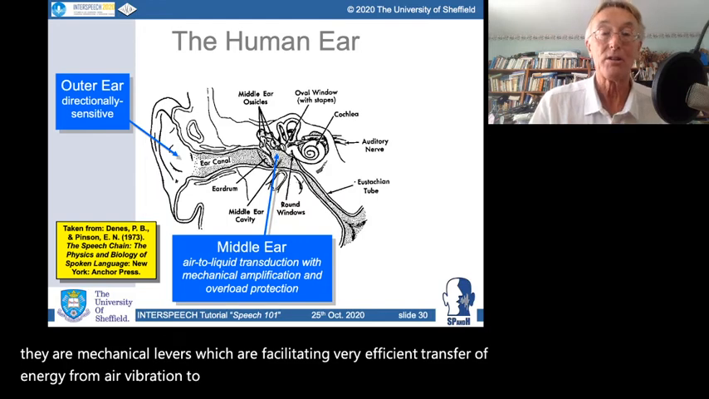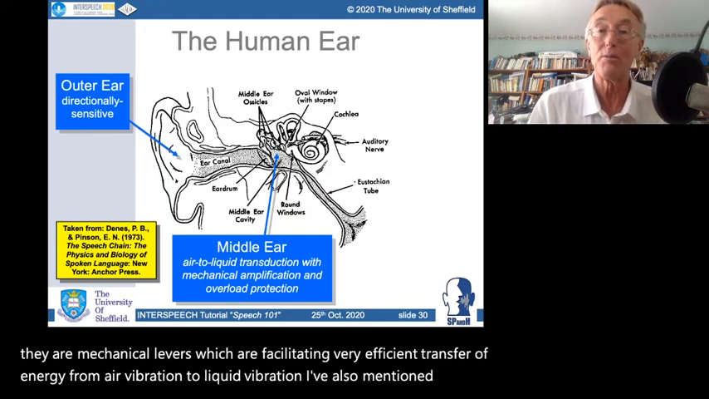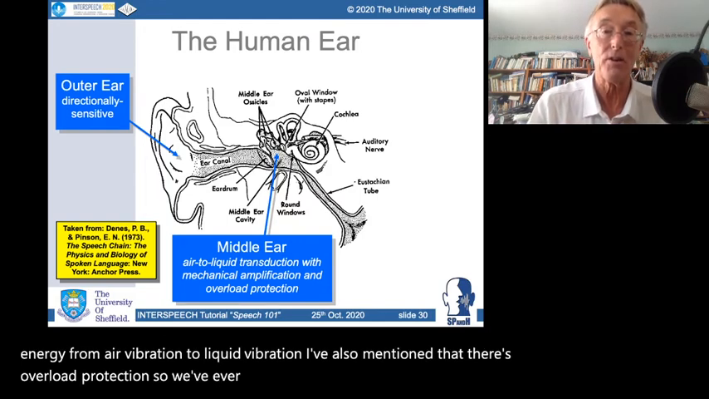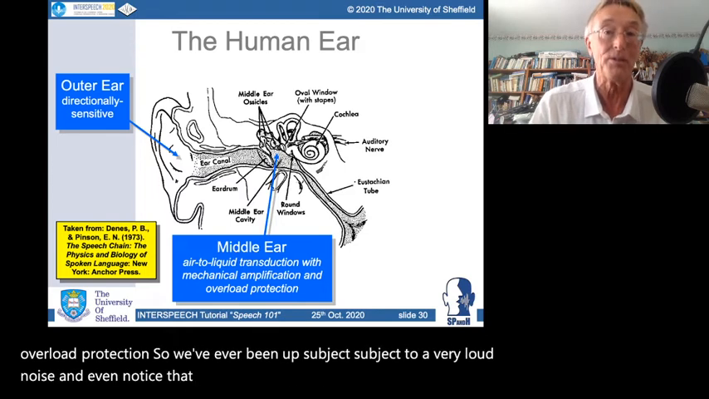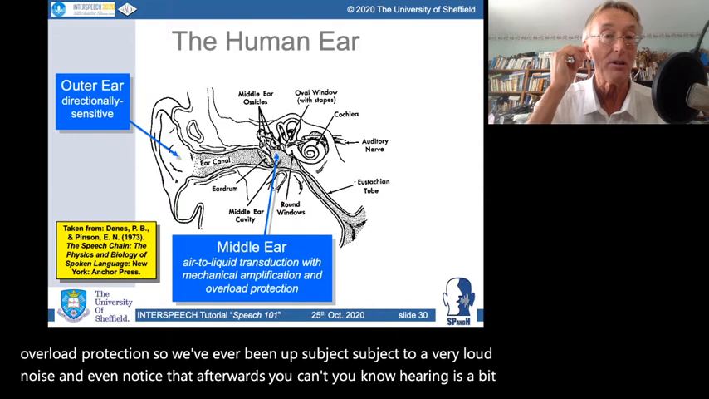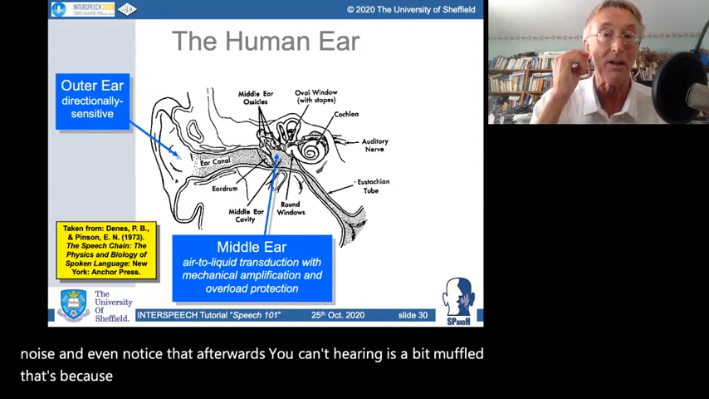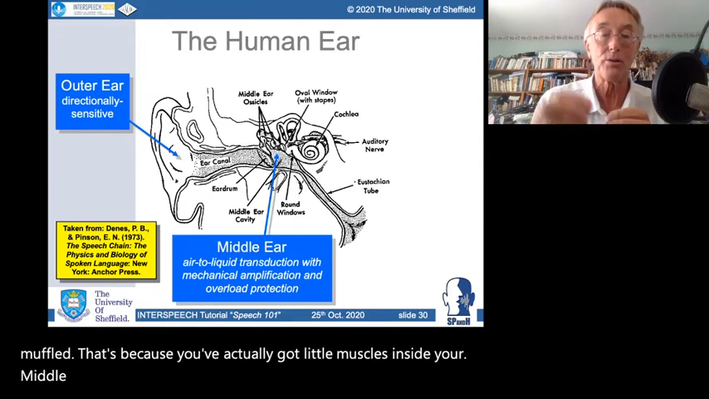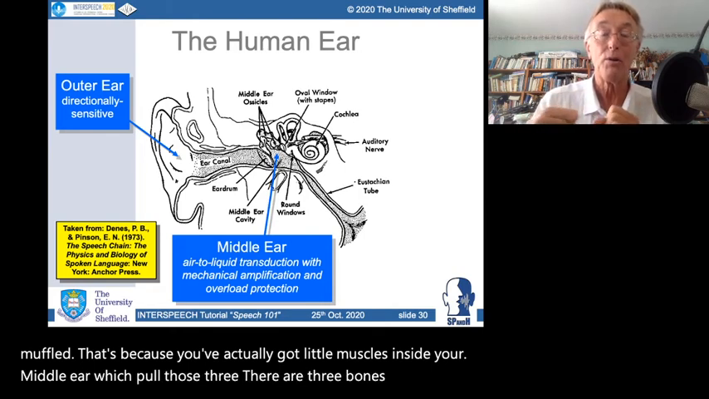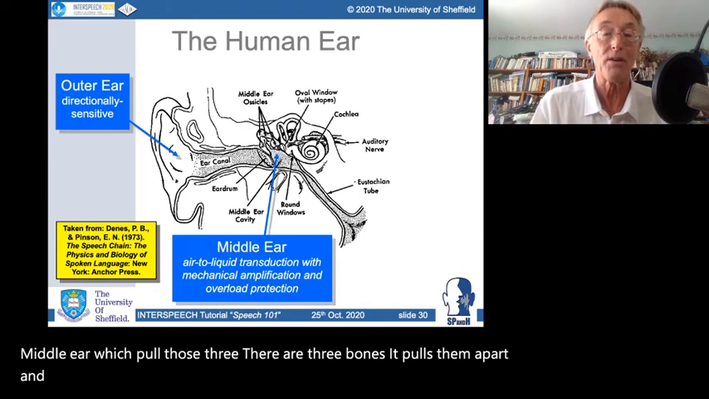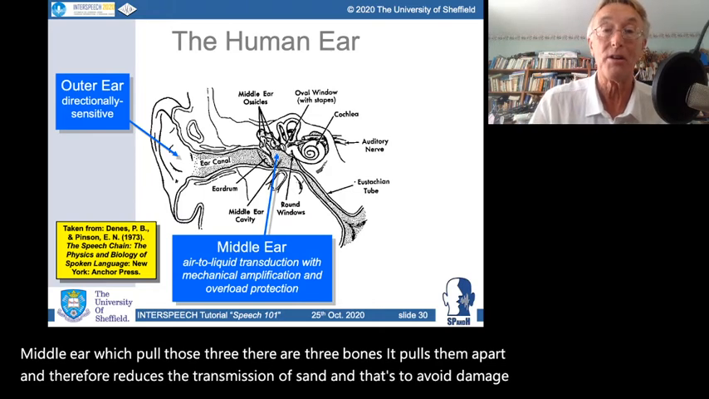I've also mentioned there's overload protection. So if you've ever been subject to a very loud noise and you've noticed that afterwards your hearing is a bit muffled, that's because you've actually got little muscles inside your middle ear which pull those three bones apart, and therefore reduce the transmission of sound. And that's to avoid damage to the inner ear, because the inner ear is very sensitive.